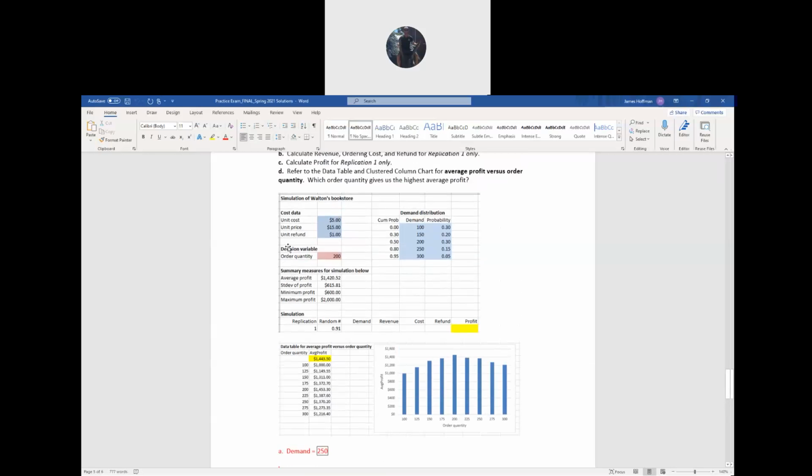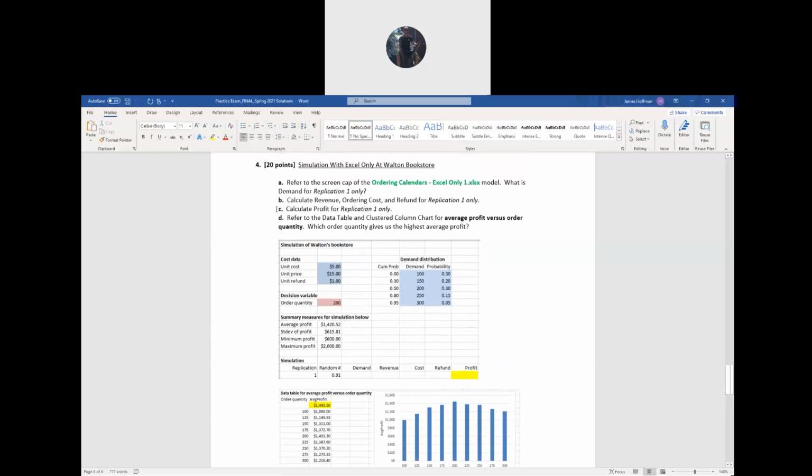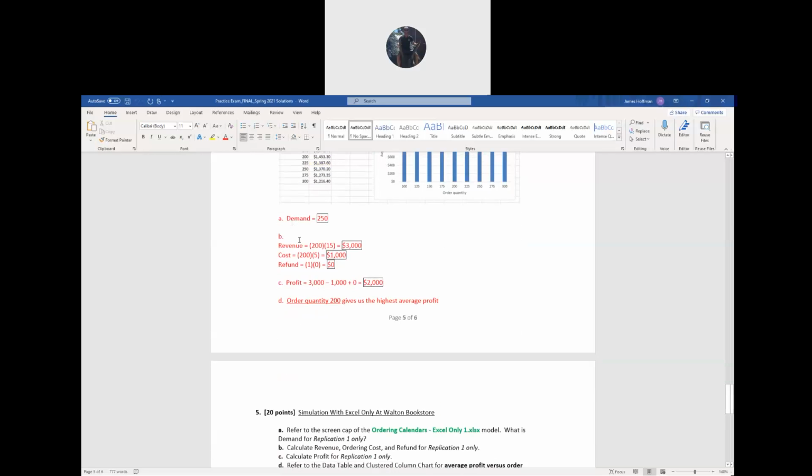All right, and then part C. What's profit for replication 1 only? So profit is always going to be revenue plus refund minus ordering cost. In this case, profit is a revenue of 3,000 minus the cost of 1,000, and then if we got a refund, we'd put it in there. I just put it in there for thoroughness, but it's a 0 for now.